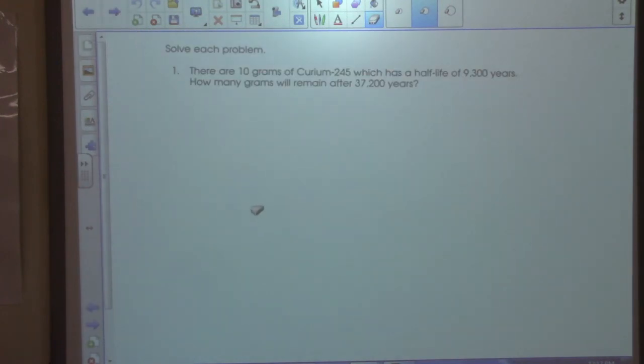So solve each problem. You have 10 grams of curium-245, which has a half-life of 9,300 years. How many grams will remain after 37,200 years? Well, it's going to be the same type of thing. A of T equals our initial amount, which is going to be 10 grams, times 1/2 to the power of T over 9,300.